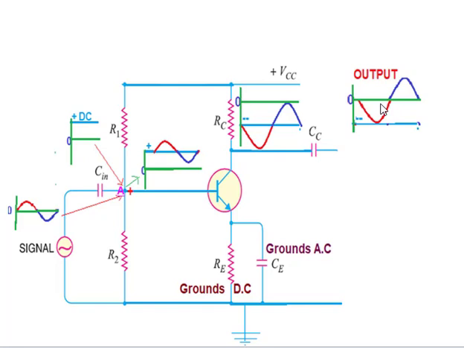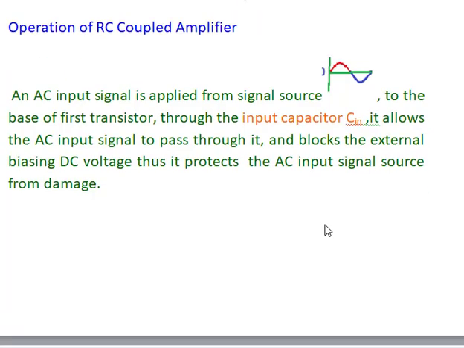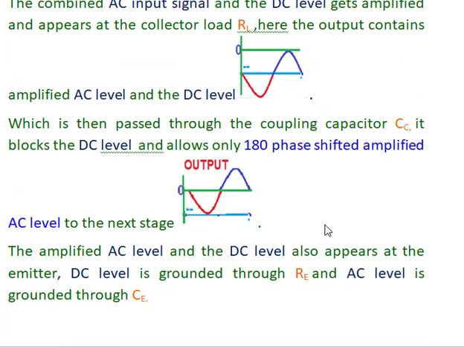Here the same type of signal also appears here. This resistor grounds the DC level, this negative voltage, and this capacitor CE grounds this amplified AC level here. So the output appears only across this point and this point. So finally we get the 180-degree phase shifted output here. It is already given here.